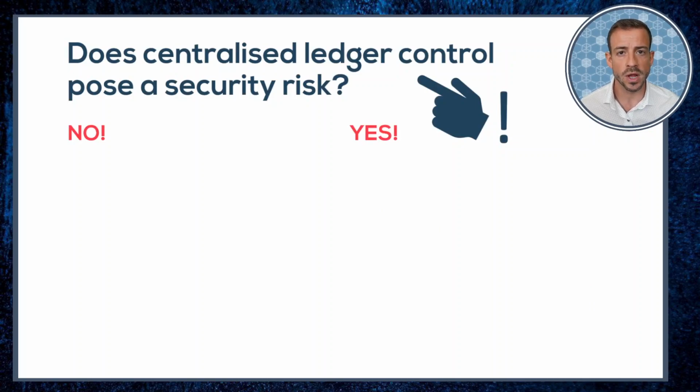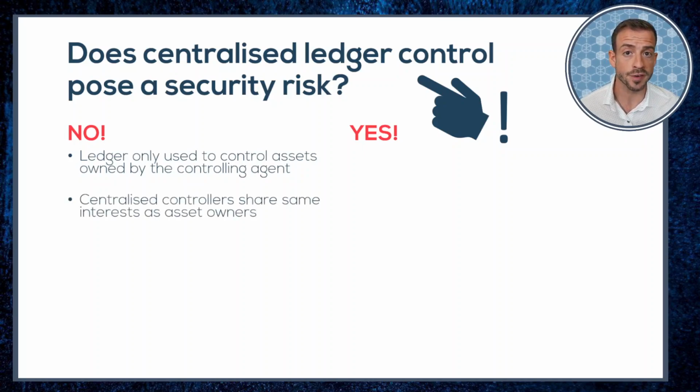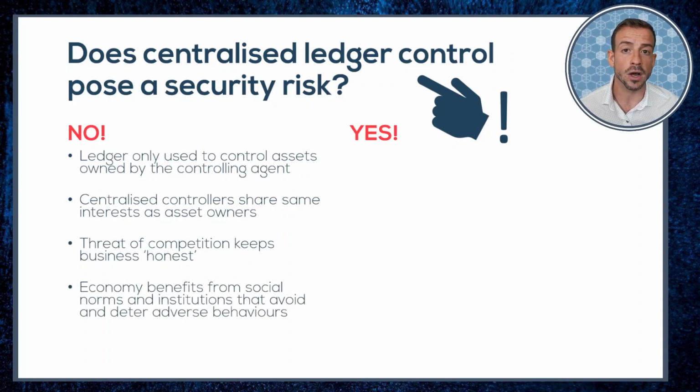Centralized ledger control does not pose a security risk when the ledger is only used to control assets that are owned by the controlling agent, or when the centralized controllers share the same interests as the asset owners. It's also less of a problem when there is a threat of competition that keeps businesses honest, or when the economy benefits from social norms and institutions that avoid and deter adverse behaviors.